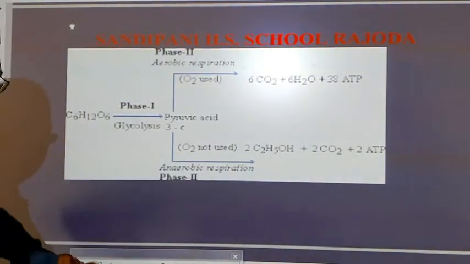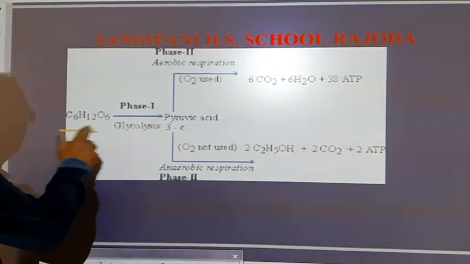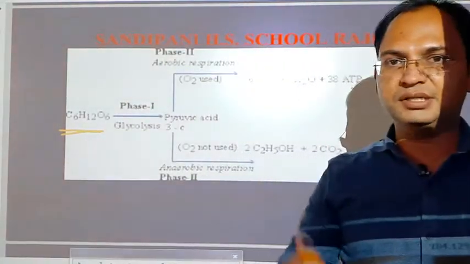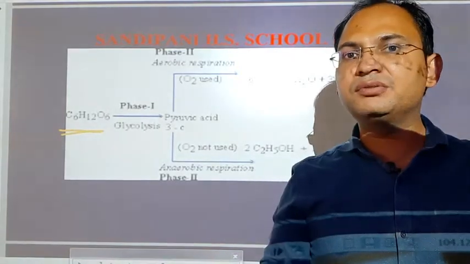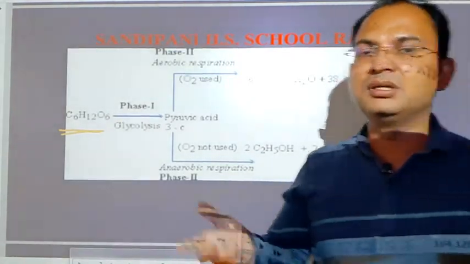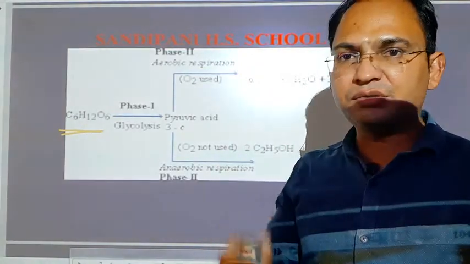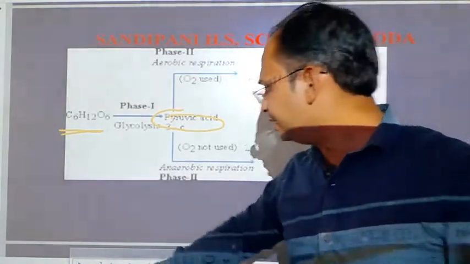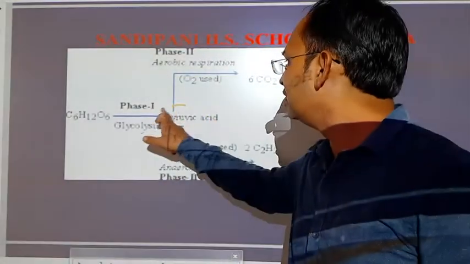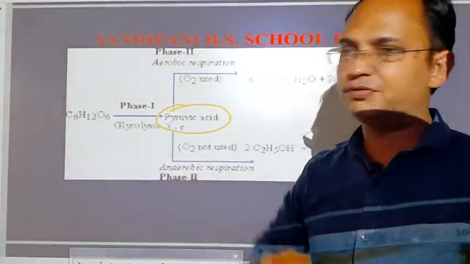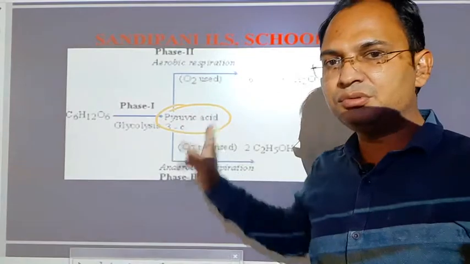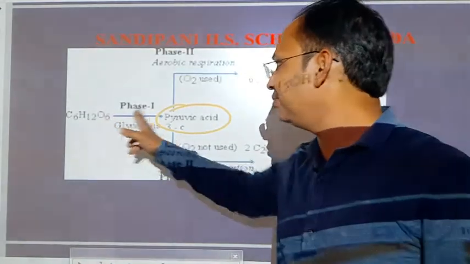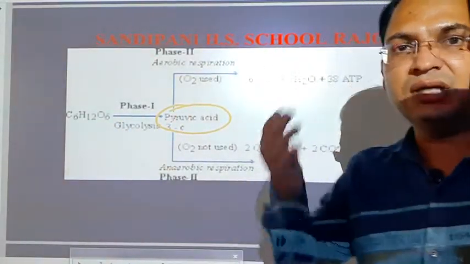You can see here, students, that when a glucose molecule is oxidized, there are two different phases of respiration. In the very first phase, oxidation of glucose takes place and pyruvic acid, or pyruvate, is formed. Here you see the pyruvic acid. From the 6 carbon glucose molecule, a 3 carbon pyruvate molecule is produced. This step is the same in aerobic as well as anaerobic respiration.